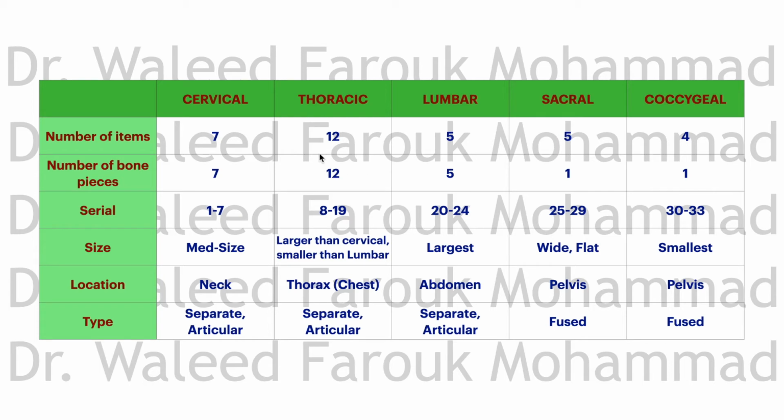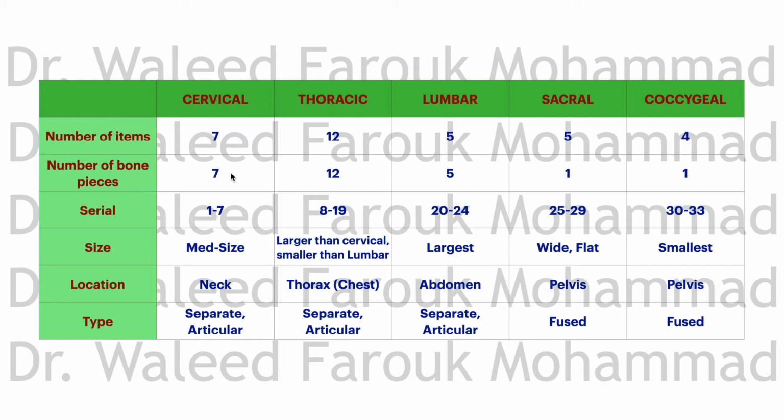Okay, I'm trying to summarize how they ask you about the vertebra. Of course, they ask you about the number of vertebra, number of bone pieces, about the serial, and we will talk about that, about the size, the location, and the type. Okay, as we studied before, we have cervical vertebrae, thoracic vertebrae, lumbar vertebrae, sacral vertebrae, and coccygeal vertebrae. Okay, and as we learned before, we have 7 cervical, thoracic 12, lumbar 5, sacral 5, and coccygeal 4. Remember, we are talking about vertebrae, how many vertebra there is in the vertebral column. But if you're talking about bone pieces, now you understand the difference between the individual vertebrae and bone pieces.